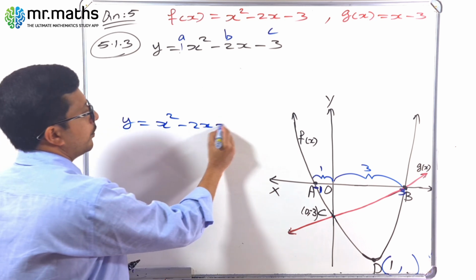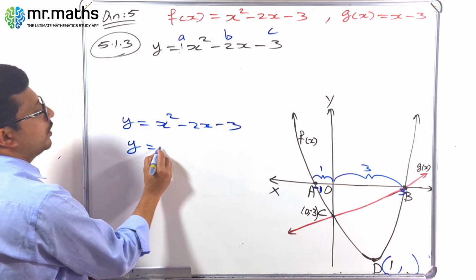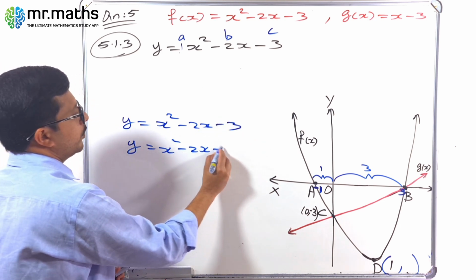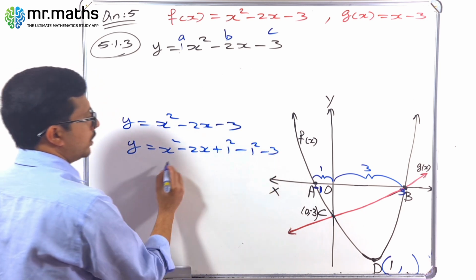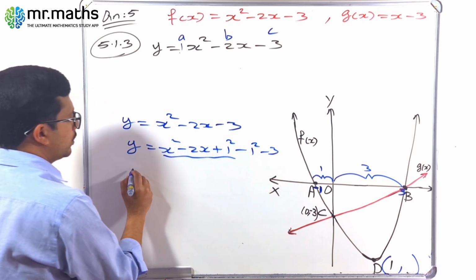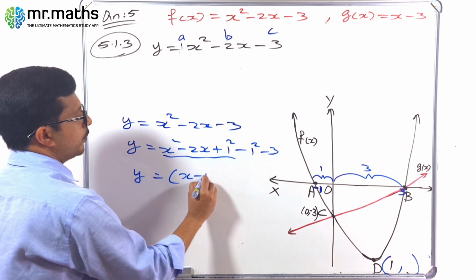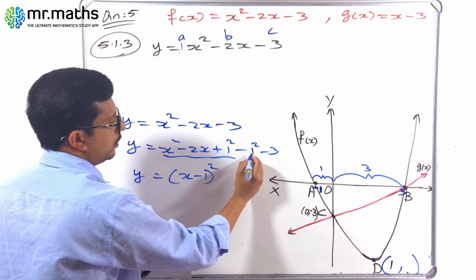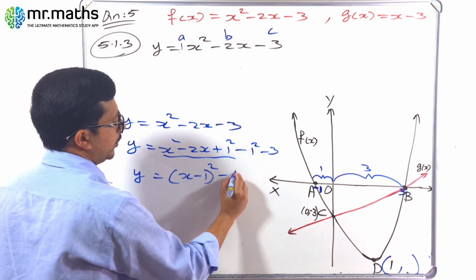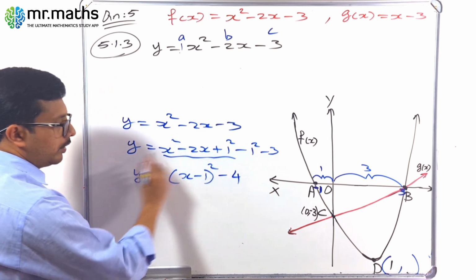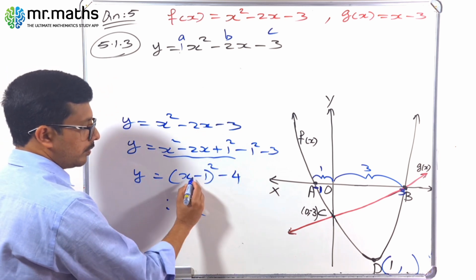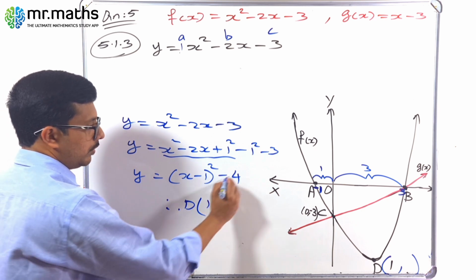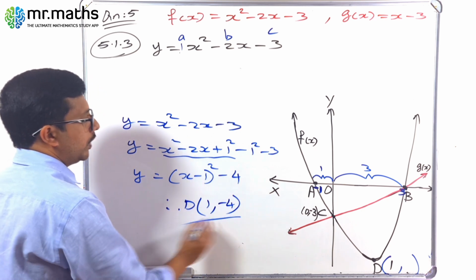Okay, so minus 3 y is equal to x squared minus 2x plus 1 squared minus 1 squared minus 3. So this is y is equal to x minus 1 the whole squared, minus 4. So you write the equation like this. Then therefore d is, here it is minus 1, so it is positive 1. Here it is minus 4, like that also.